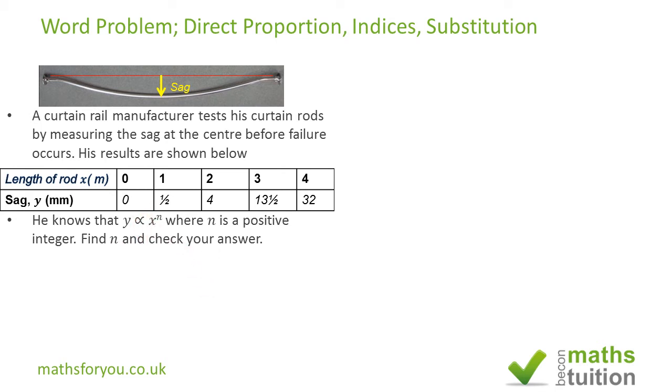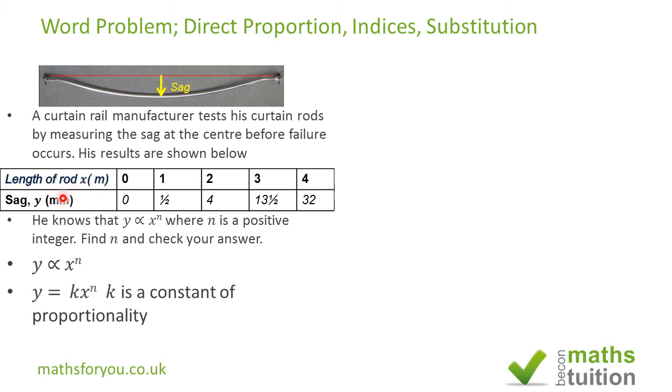Now firstly we copy this down. We've got y is proportional to x to the power n. We then replace this sign of proportionality with an equal sign. We then have y is equal to k times x to the power n there, where k is a constant of proportionality. Now I'm aware here that the length is in meters and the sag is in millimeters. Now when we do our calculations, we find that they will cancel up, so don't worry about that for now.